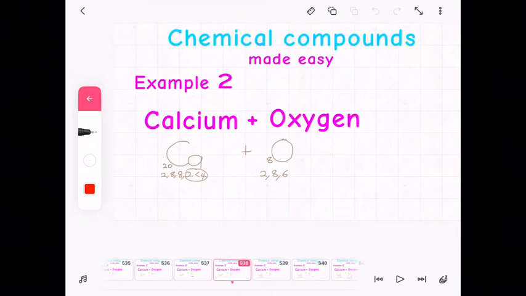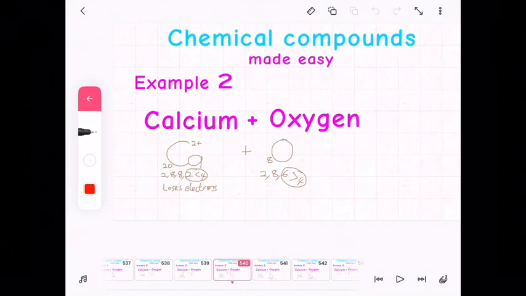Step 3, figure out their charges. Now, how do you figure out the charges? By comparing the valence electron to the number 4. If it is less than 4, as in the case of calcium, then it is going to lose the electrons. Once it loses the electron, it becomes positively charged, and the charge is the number of electrons lost with a positive sign.